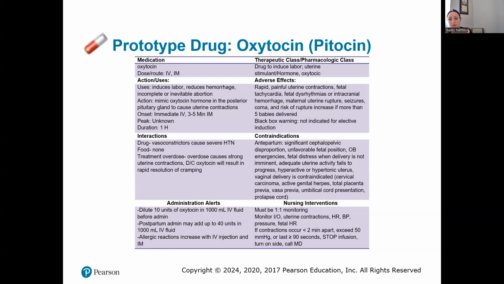So dilute 10 units of oxytocin in 1,000 milliliters of IV fluid before administration. Postpartum administration may add up to 40 units in a 1,000 milliliter bag.